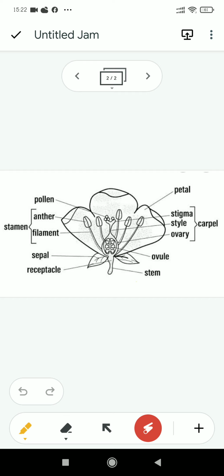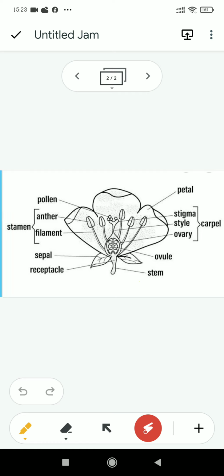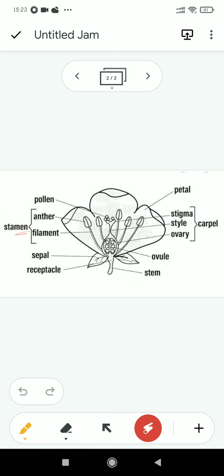Then we will come to the male part of the flower. The male part of the flower is mainly divided into two parts, anther and filament, and these both are known as stamen.